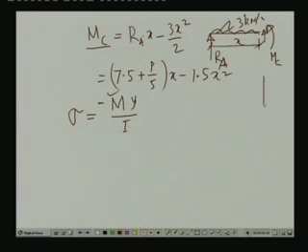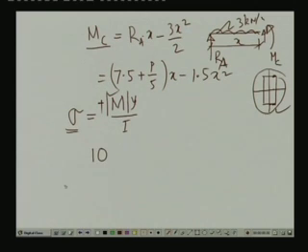Now, since this particular cross section is symmetrical with respect to both the x and y axes, the top will have the compressive stress and the bottom will have the tensile stress, and magnitude-wise they will be the same. So we disregard the sign and take the value of M only, and sigma has to be restricted to 10 megapascal.